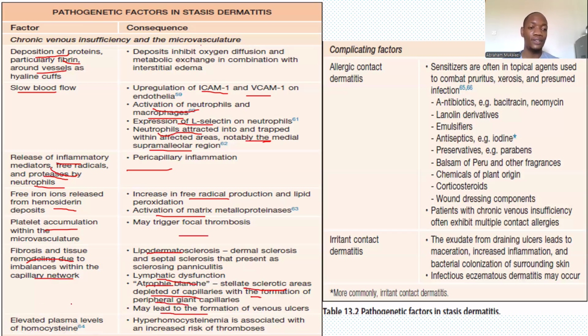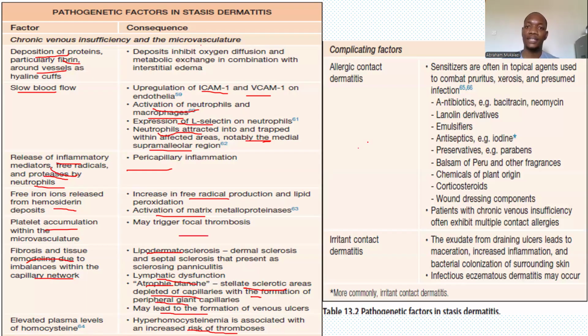Then you can also have elevated plasma levels of homocysteine, and this has been thought to be associated with an increased risk of thrombosis. That can also give you a PE, that's pulmonary emboli, or even a thrombus that can be thrown into the heart.